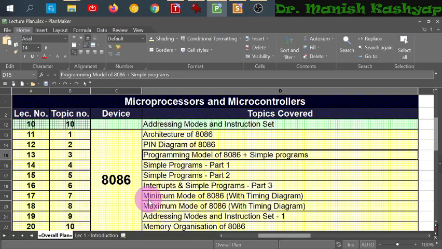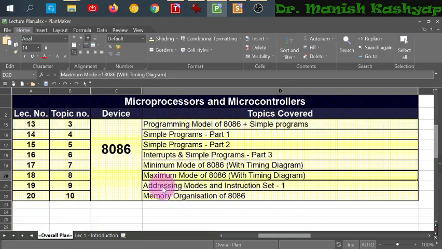Then we studied the 2 modes of operation for 8086, maximum mode and minimum mode. It might be the case that 8086 is operating alone in the system. That's what we mean by minimum mode, the microprocessor alone. In maximum mode, 8086 operates with other processors in the system, which might be another 8086 or a math coprocessor or something else. So that's what we studied in these 2 lectures.